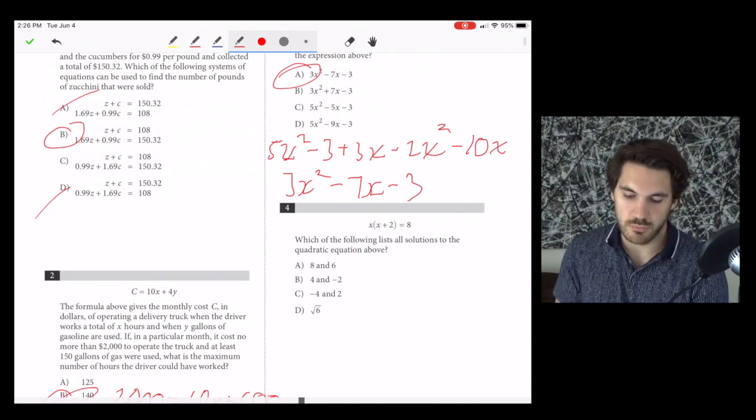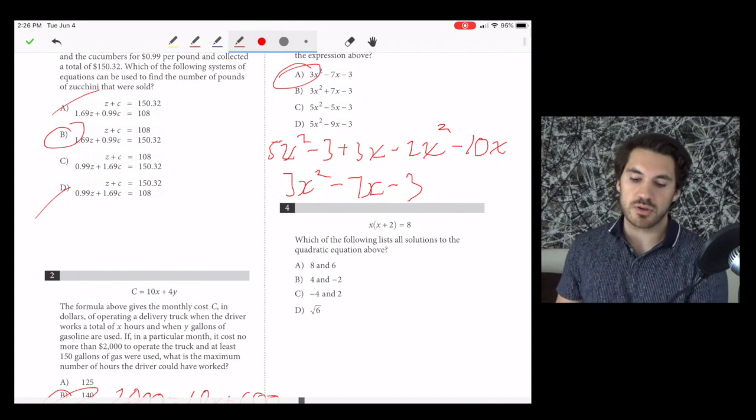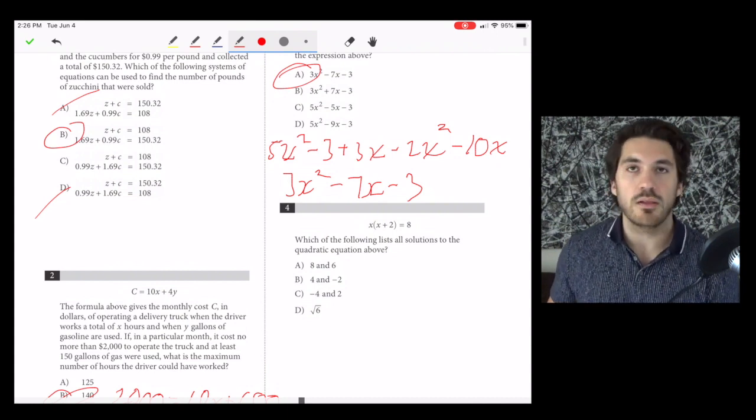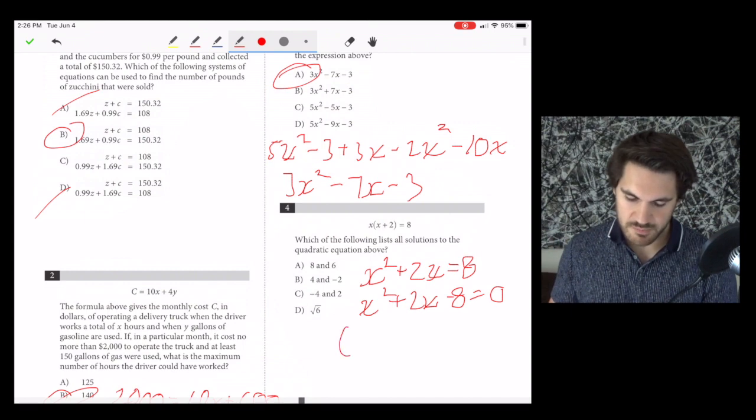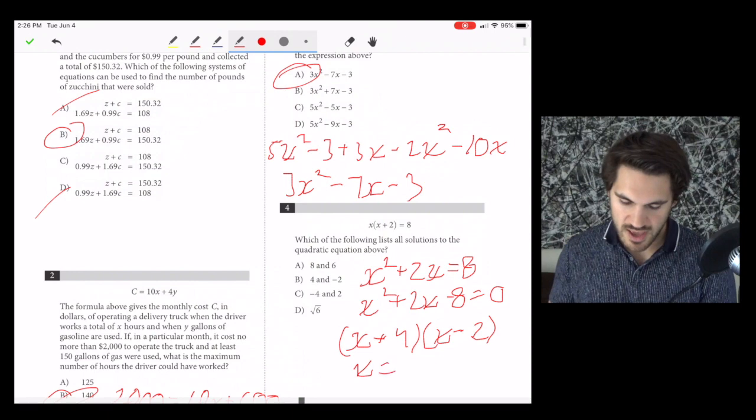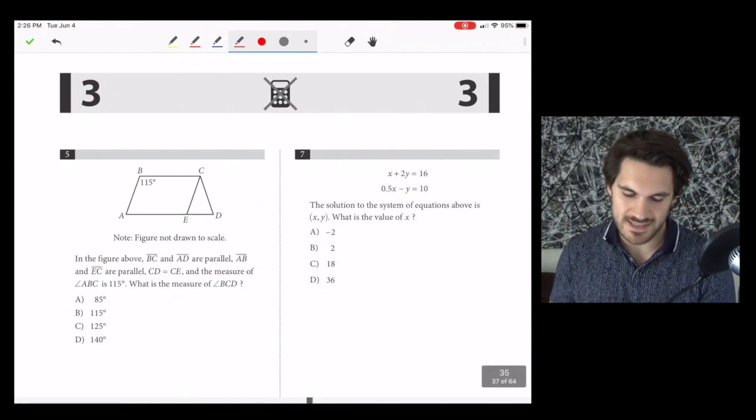Number 4. Which of the following lists all the solutions to the quadratic equation above? Well, let's get this in quadratic form, shall we? x squared plus 2x equals 8. Set this equal to 0. Factor this bad boy. This will be x plus 4 times x minus 2, because they have to multiply to negative 8 and add up to 2. x equals negative 4 and 2, which is answer choice C.